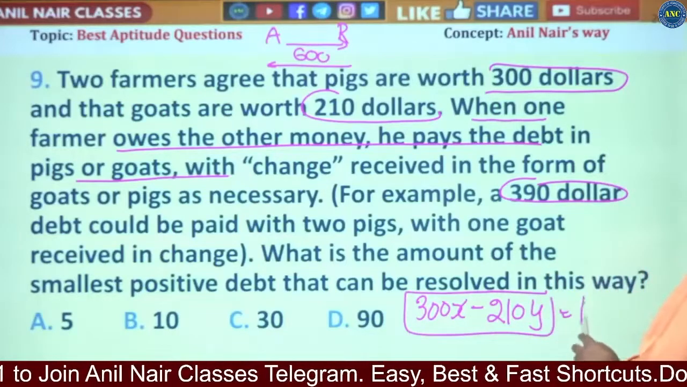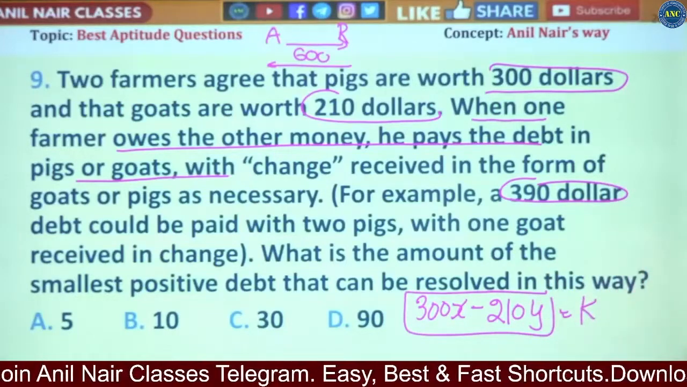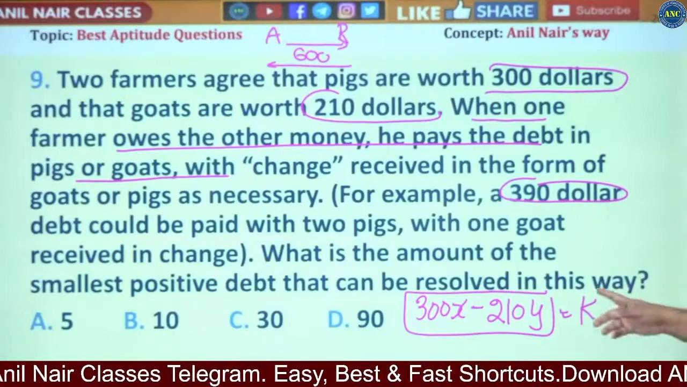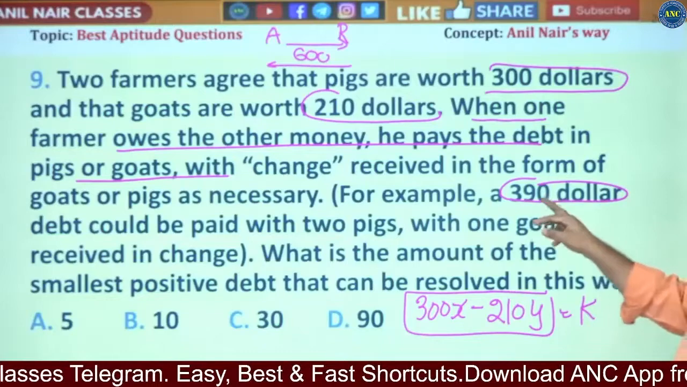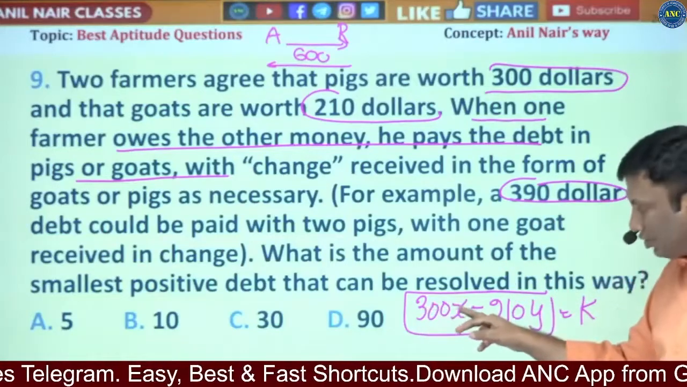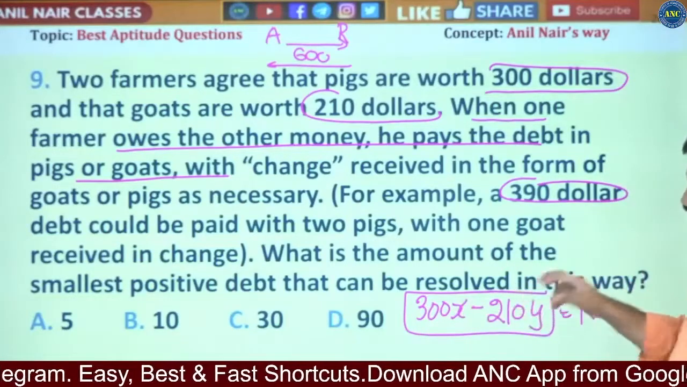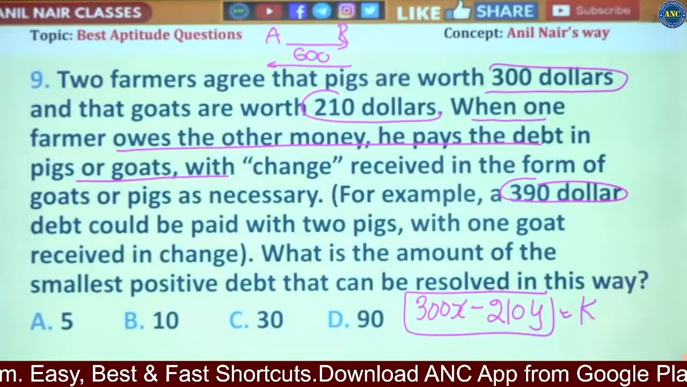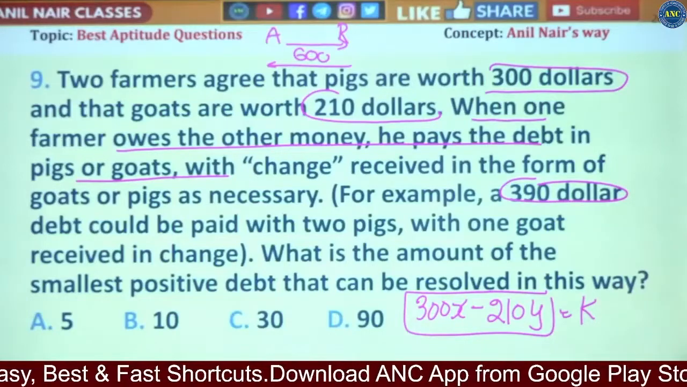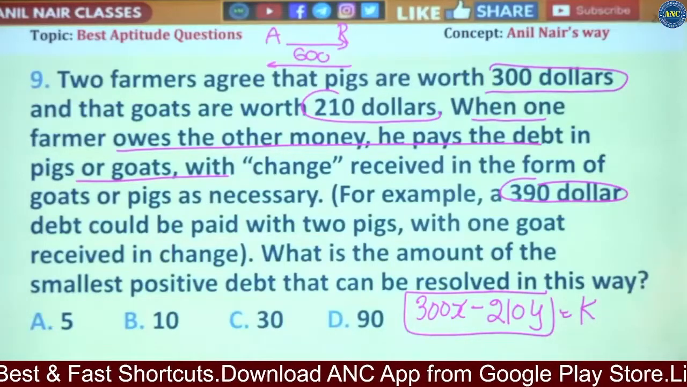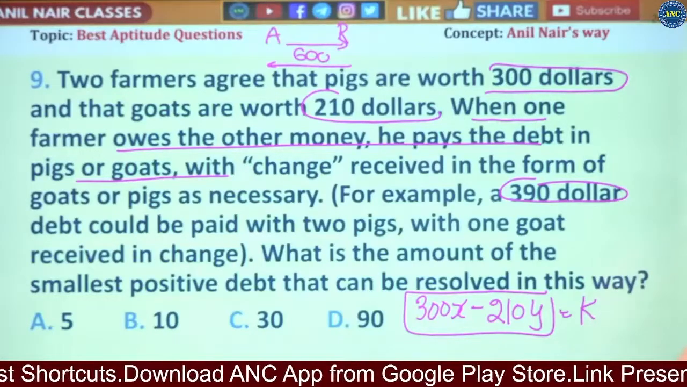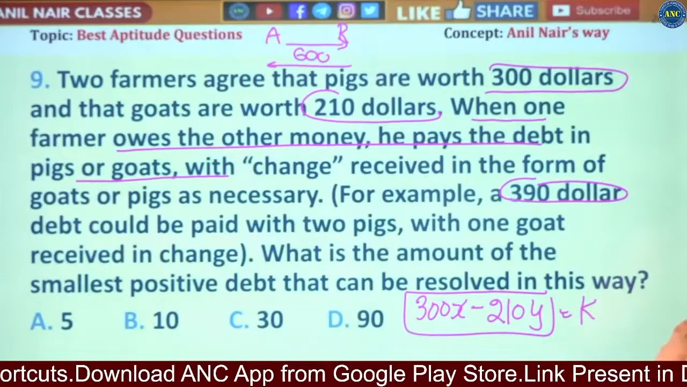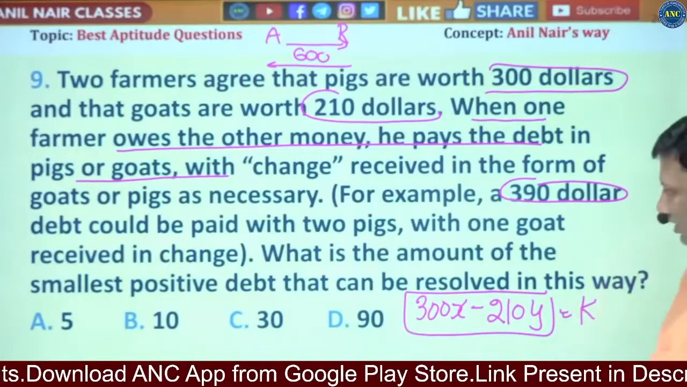300x minus 210y is equivalent to k. You see this equation, you will understand. Suppose 390: 300 into 2 is 600, 600 minus 210 is 390. So 300x minus 210y is equivalent to k. Now, if you see here, listen carefully.